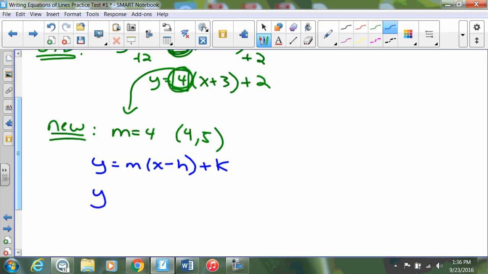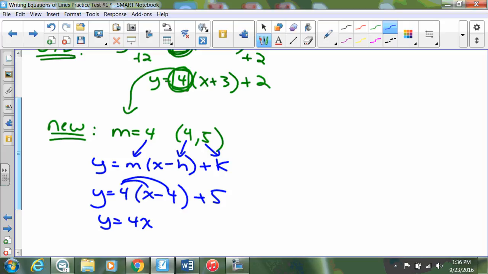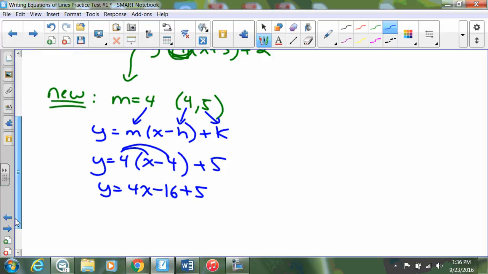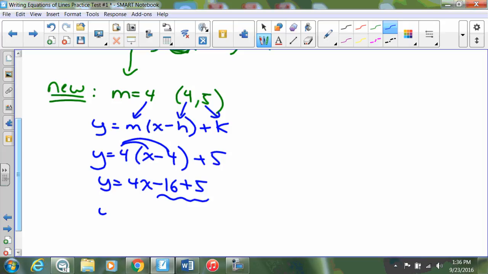So we're going to plug in 4 for m. We're going to plug in -4 for h and 5 for k. We're going to distribute, so we'll get 4x. 4 times -4 is -16. We'll bring down the plus 5, and we will gather our like terms. We've got y equals 4x minus 11. Sounds good, doesn't it?